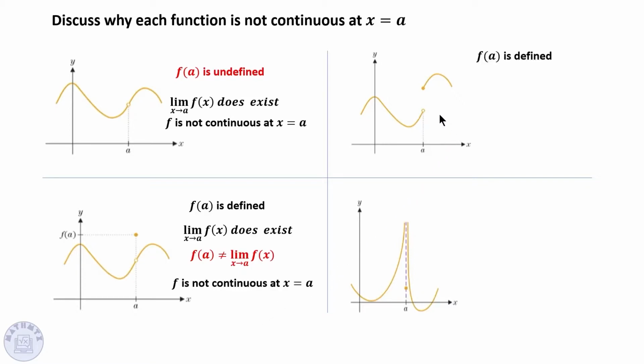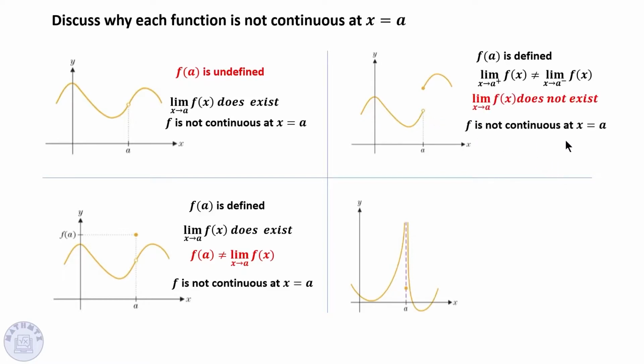Now with the third graph, f of A is defined. You can see a closed point here, but the limit from the right and the limit from the left are different values. So the limit does not exist. This means that the function is not continuous. And in the last example here, when looking at the limit, I can see that the limit does not exist. So this means that the function is not continuous. Again, you need the function value to be the same as the limit value.